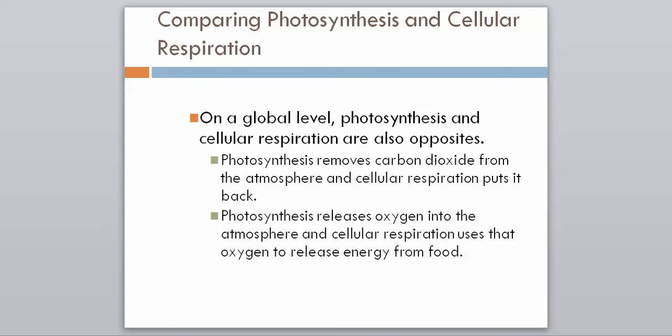To finish it off, on a global level, photosynthesis and cellular respiration are also opposites. Photosynthesis is going to remove CO2 from the atmosphere, and cellular respiration puts it back, while photosynthesis releases oxygen into the atmosphere, and cellular respiration uses that oxygen to release energy from food.